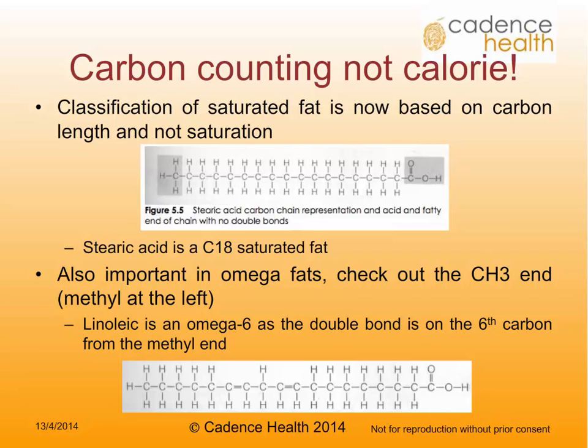So we go 1, 2, 3, 4, 5, and on the 6th carbon from the methyl end, the CH3 end, is the first double bond, and hence we would call that an omega-6 fatty acid. Now we know it's a polyunsaturated fatty acid. Of course, a saturated fatty acid wouldn't have an omega on it because it doesn't have any double bonds. So if the double bond started at the third carbon, that would be called an omega-3 fatty acid.